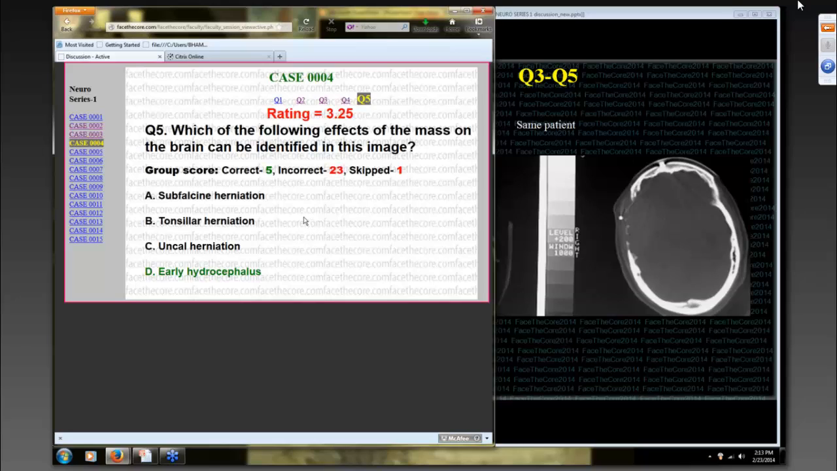And uncal herniation, of course, is transtentorial, and it can result in a third nerve palsy. Because of the compression of the crus cerebri, it can also sometimes produce an ipsilateral hemiparesis, and sometimes due to the compression against the tentorial margins, there can be small hemorrhages within the upper brainstem or the pons, and that's what you call Duret's hemorrhages.